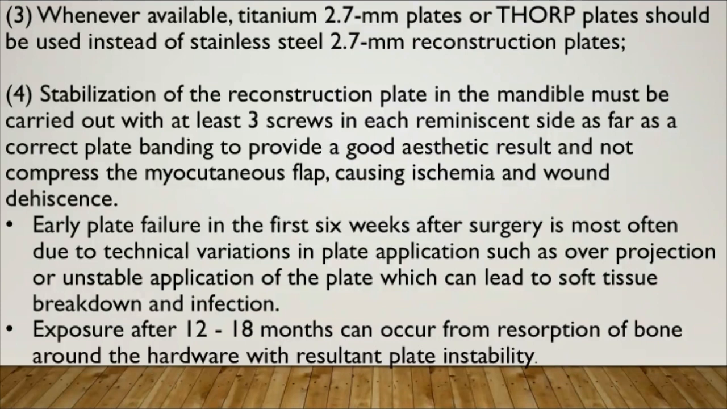Early plate failure in the first 6 weeks after surgery is most often due to technique variations in plate application, such as far projection and unstable application of the plate, which can lead to soft tissue breakdown and infection. Exposure after 12 to 18 months can occur from resorption of bone around the screws, resulting in plate instability. The screw can be loosened, which can lead to instability of the plate.